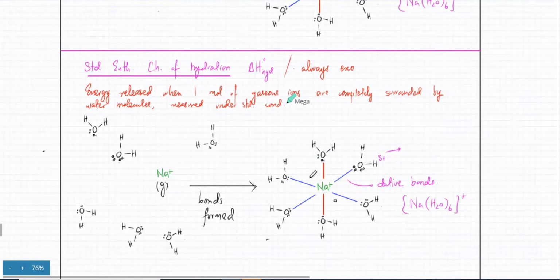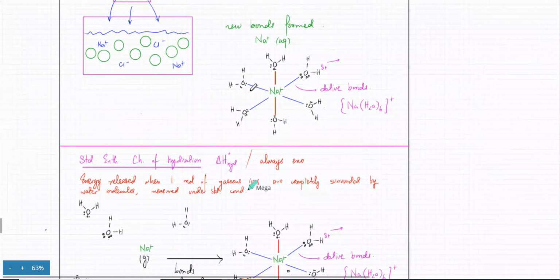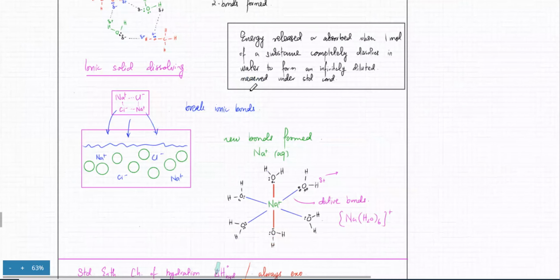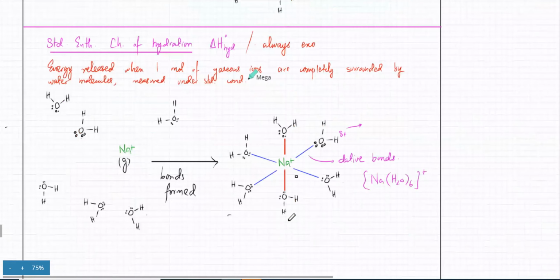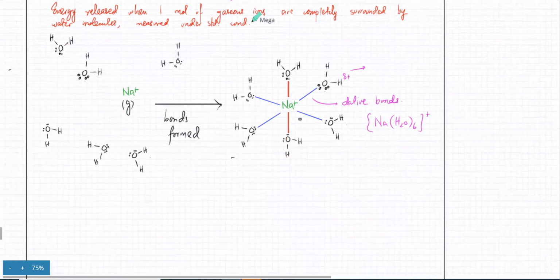So remember, enthalpy change of hydration is this final part that we did. Enthalpy of solution is the whole process. You have to break the bonds, then you form new bonds. The tiny part at the end is basically enthalpy change of hydration, and that is for any gaseous ion. It could be Cl- ions, it could be any ion. If it gets completely surrounded by water molecules and it turns aqueous, then that's enthalpy change of hydration. Is this clear to everyone?